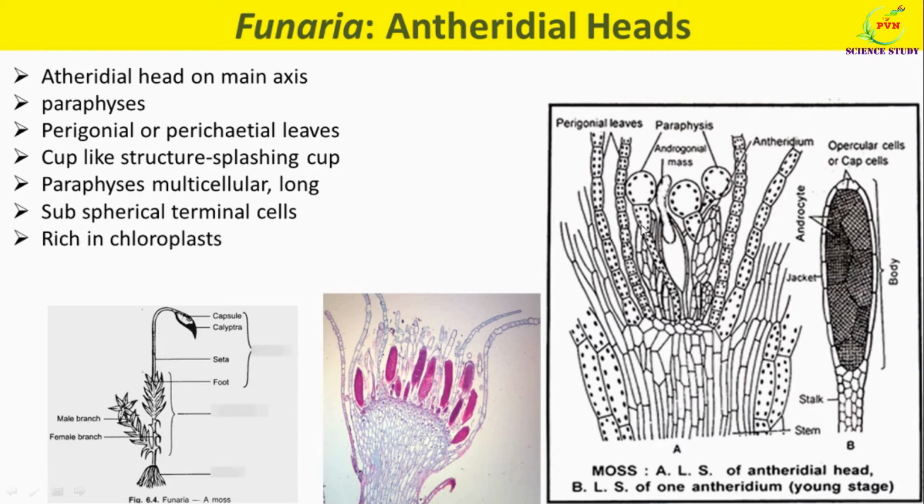The cells of paraphyses are rich in chloroplast, so they also perform the function of photosynthesis. These paraphyses also protect the archegonia. But the main function of the paraphysis is to retain moisture and prevent desiccation by holding water by capillary action or by secreting mucilage.